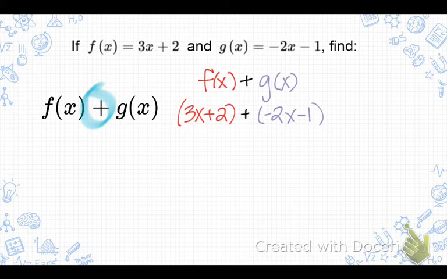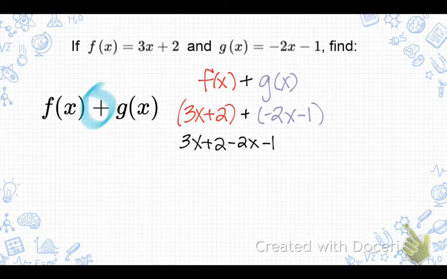So can we do 3x plus 2 plus negative 2x minus 1? Okay. Do I have to change anything, or can I just add it? We can just add. So what I'm going to do, I'm going to rewrite it without parentheses. So 3x plus 2 comes down. I get to keep that as a minus 2x and a minus 1 since addition doesn't change the signs. And now what do I do? Now I can combine my like terms.